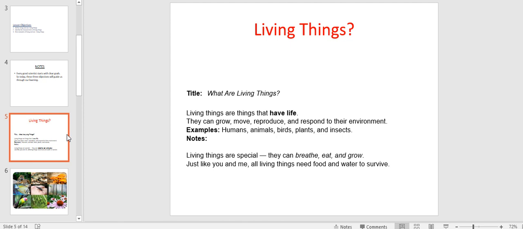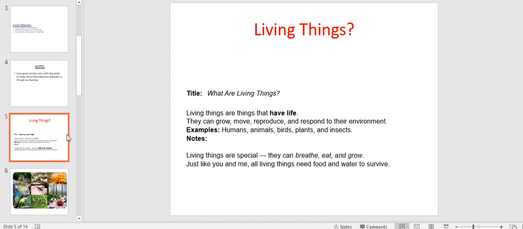Living things can reproduce. What is reproducing? Reproducing is giving birth to young ones. Living things reproduce. Living things give birth. Living things are able to respond to the environment. What do I mean by responding to the environment?